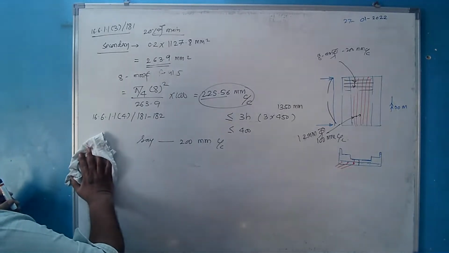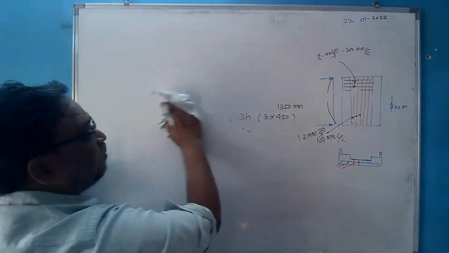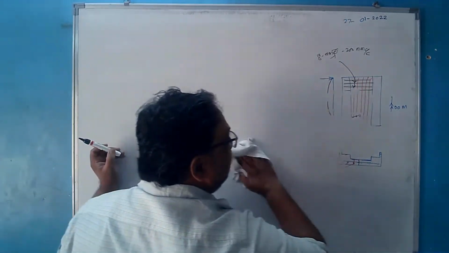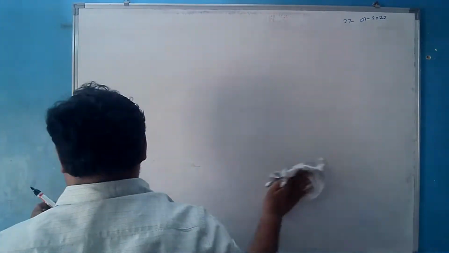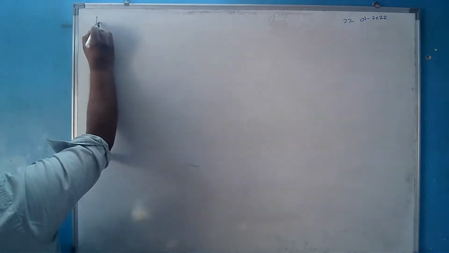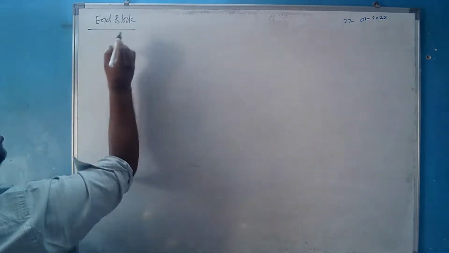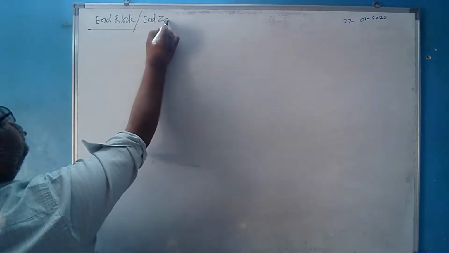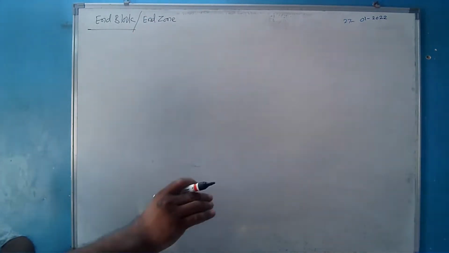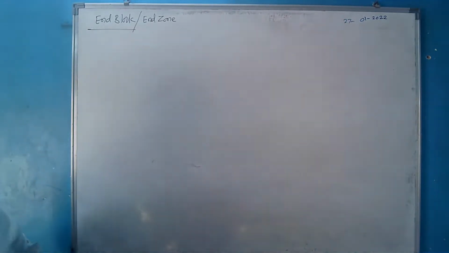So this is all about the main reinforcement and the secondary reinforcement. One more part is remaining. What is that? That is about the end block, the design of end block. End block, or that can also be called as end zone. What is end block or end zone?